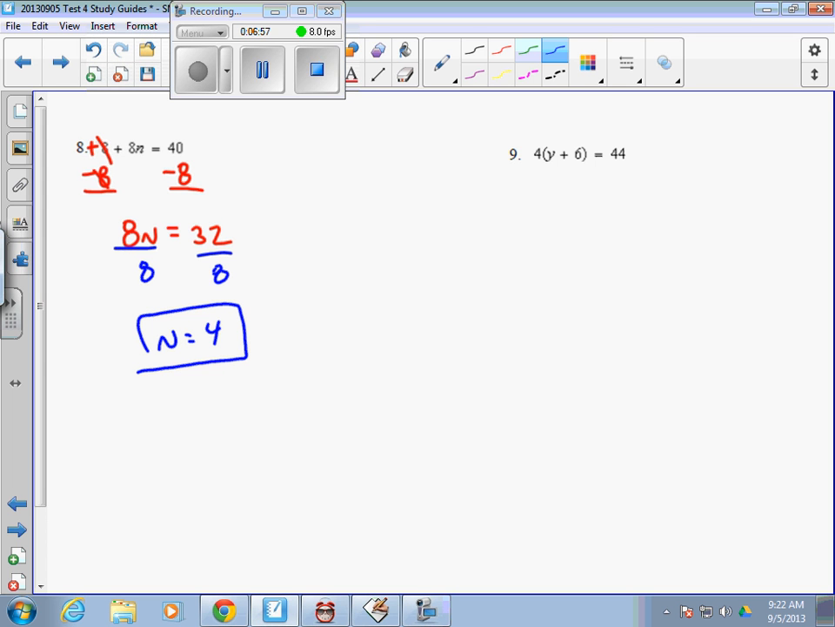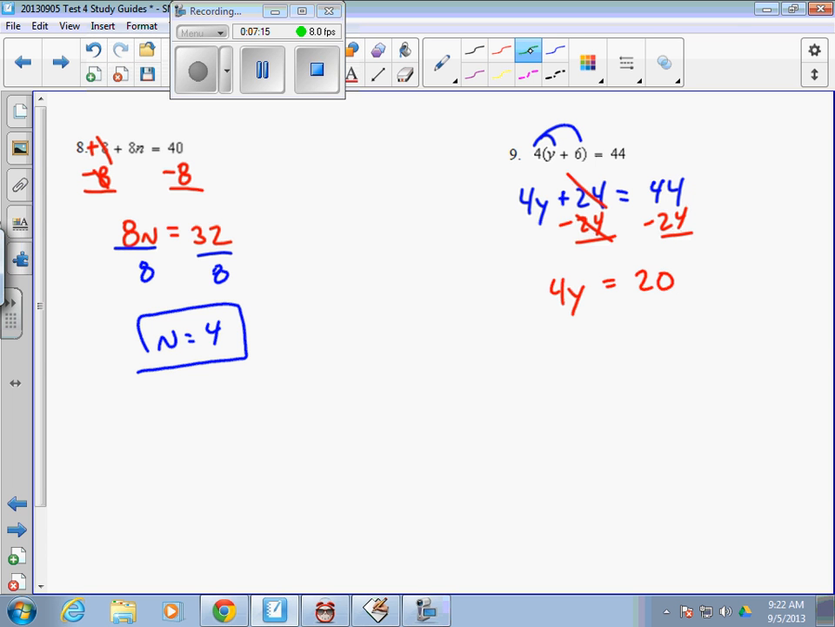Distribute 4 to both terms. 4 times y is 4y. 4 times 6 is positive 24. Equals what's still on the right. Get rid of plus 24 by subtracting it. If you subtract the left, subtract the right. 4y is left on the left. These will cancel out. 44 minus 24 is positive 20.